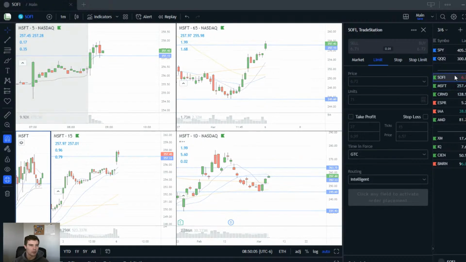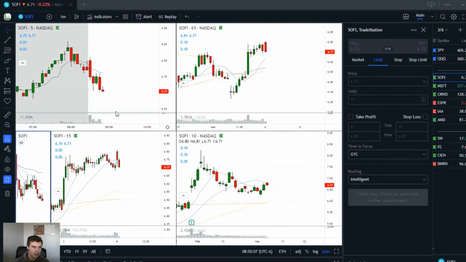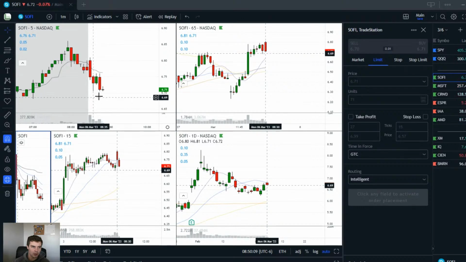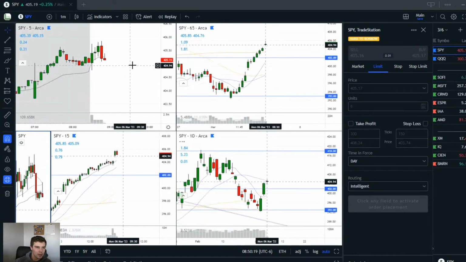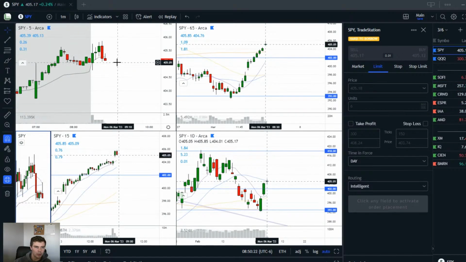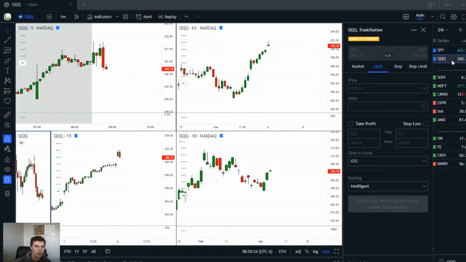Alright, guys. So that bar completed. SoFi's still going a little bit lower, it looks like. So be patient with that thing. Markets are looking a little bit lower as well, honestly. Putting in another red bar. We'll see how it holds up here.